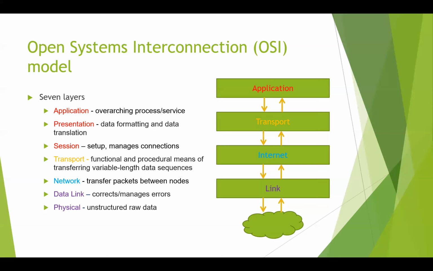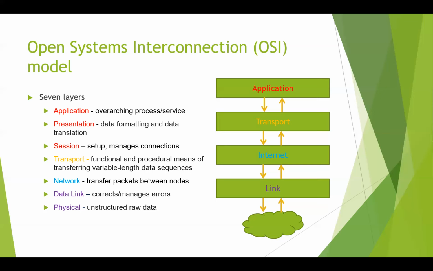Below that is the transport layer, which is functionally the same between the two and simply provides a means of transferring variable length data sequences between the nodes on the network, or the client and server. The network layer is what's actually responsible for transferring the packets between the nodes. Once again, the network layer and the internet layer focus on IP addressing. Functionally, they are very similar in these models. And the last set is the data link and the physical layer, which combine into the link layer in the 4-layer model.